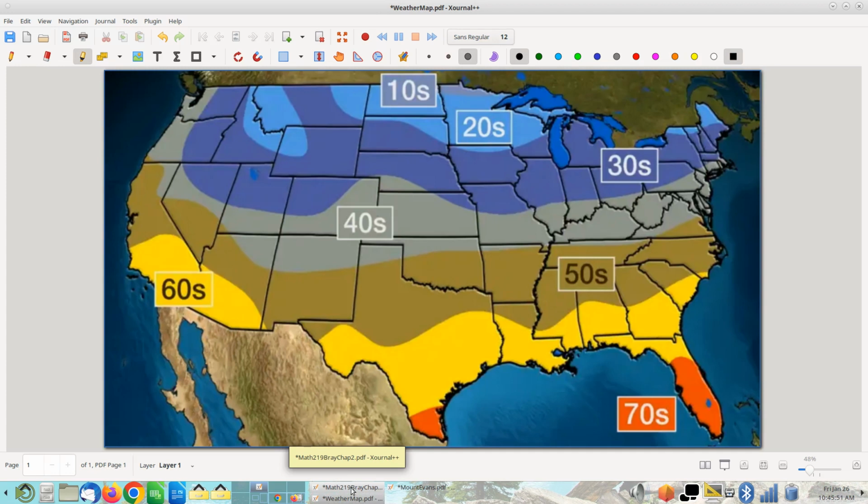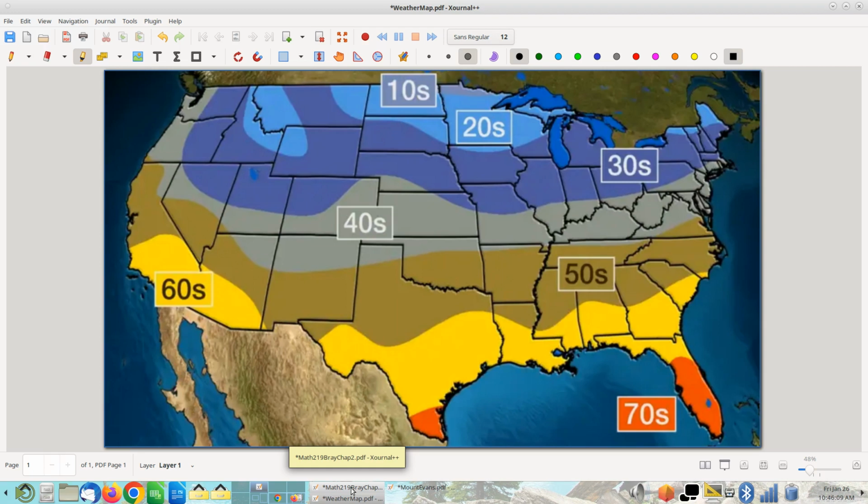Here's one. Temperature maps, no big deal. It's not a crazy idea, right? And each one of these color bands represents sort of bands of temperature. Where is it in the 40s? Where is it in the 50s, etc.